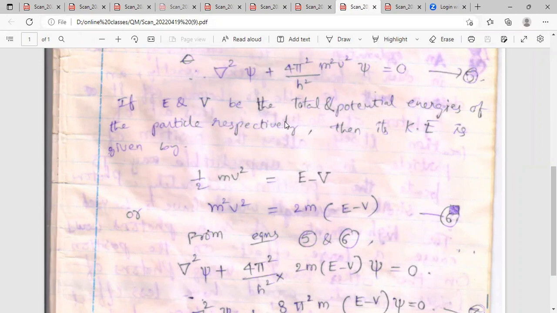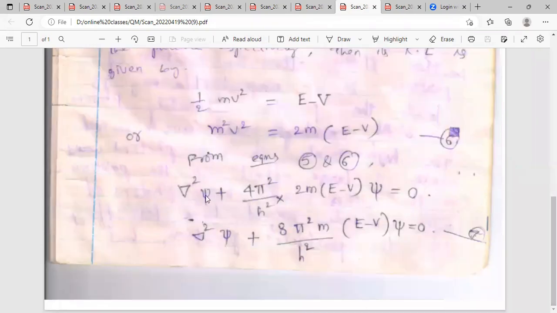If E and V are the total and potential energies of the particle, E is the total energy of the particle, V is the potential energy of the particle, then its kinetic energy is given by half mv square, which is equal to E minus V. Total energy minus potential energy gives kinetic energy. Then m square v square is equal to 2m into E minus V.